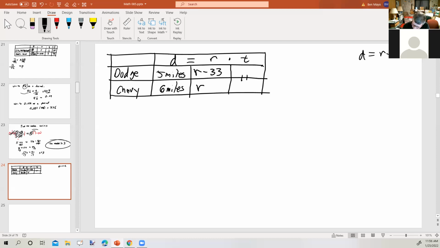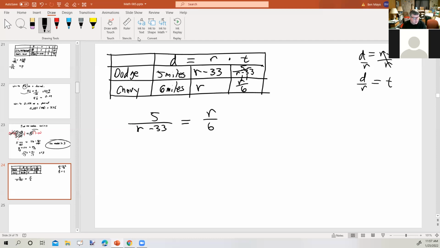Now, if distance equals rate times time, dividing both sides by r, time equals distance divided by rate. So the time for the Dodge would be 5 divided by r minus 33. The time for the Chevy would be r divided by 6. But we know the times are the same. Therefore, 5 divided by r minus 33 equals r divided by 6. And there's our equation. Before I go on, again, any question about anything I did so far?